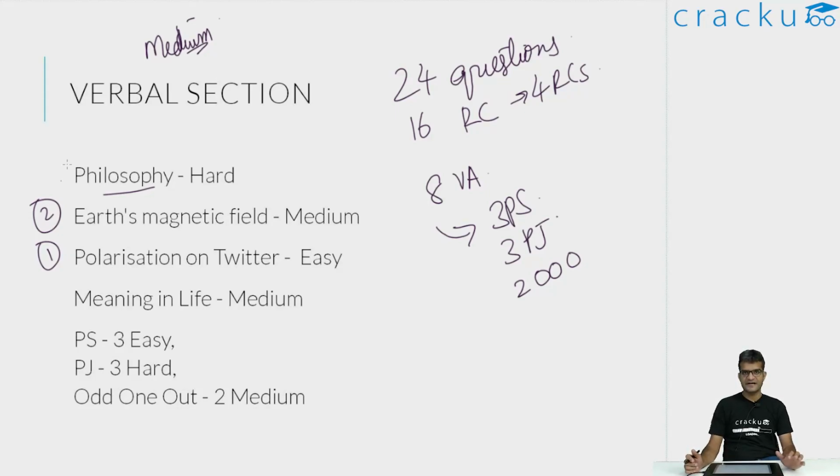After this, I went and I answered a few of the verbal ability questions. So first I get 2 RCs out of the way. After that, I attempt some verbal ability questions. Here I attempted the 3 para summaries after this, and maybe 1 or 2 para jumbles.